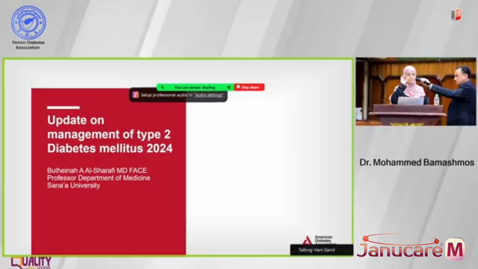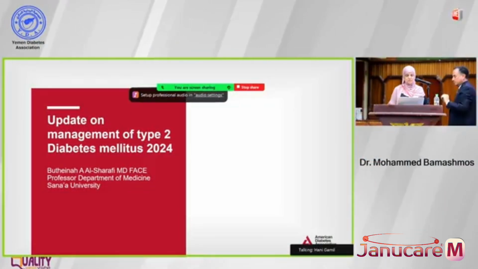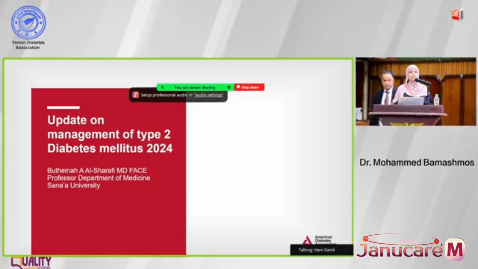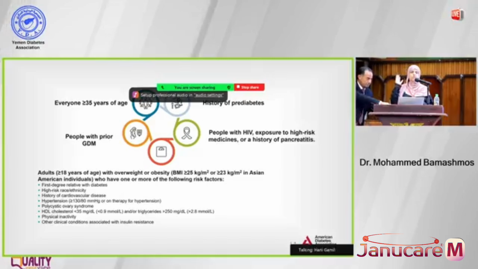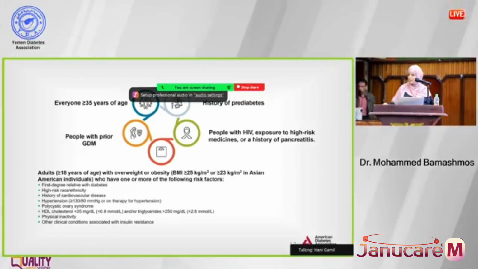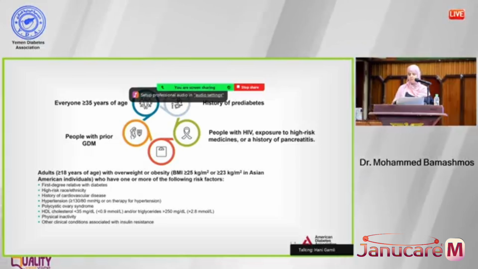Okay. So today I'll be giving you an update on the management of type 2 diabetes, and I try to concentrate mainly on the new things. There are some things that you've probably heard in the past, because some things change in diabetes and some things don't change. So how should we start screening for type 2 diabetes? First of all, a few years ago we used to say everybody above the age of 45. Now we say everybody above the age of 35.